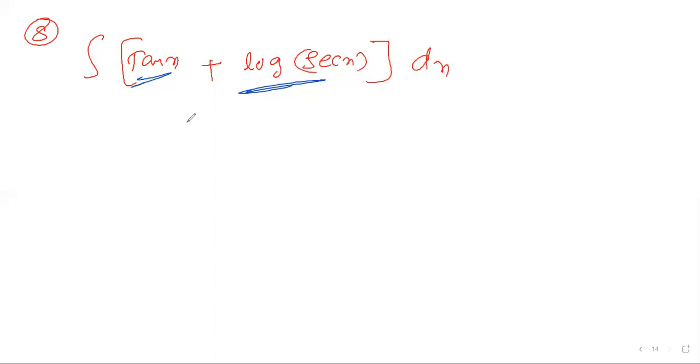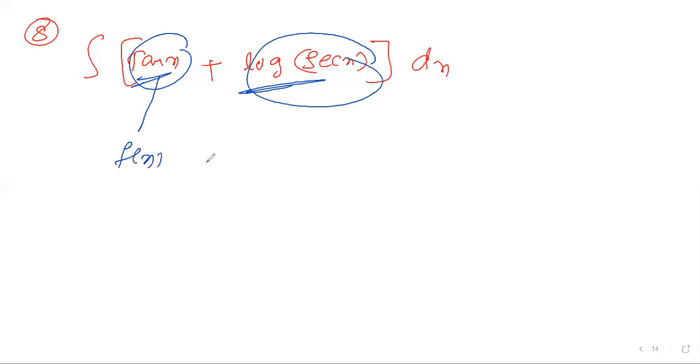Secant square x. What is my question? Out of these two, which is f of x and which is f dash of x? I'm asking. Tan x. Tan x is f of x. Okay, from your point of view, if I take tan x as f of x, what is f dash of x of tan x?